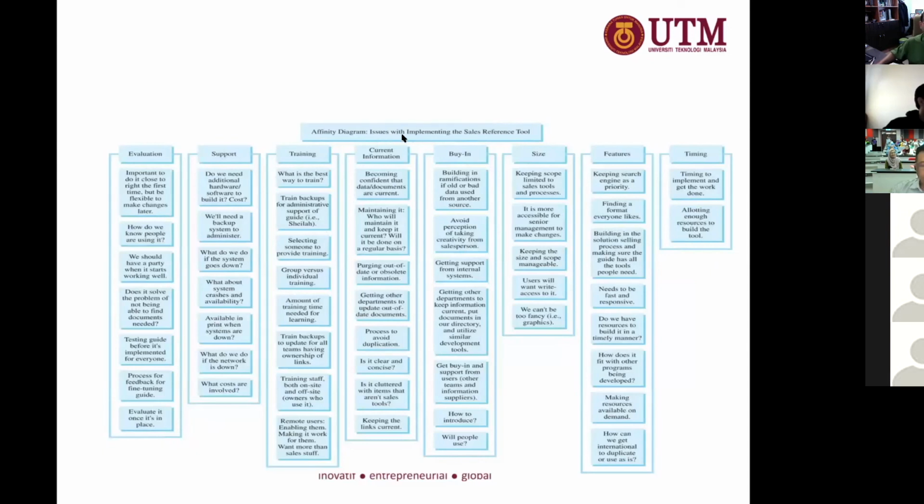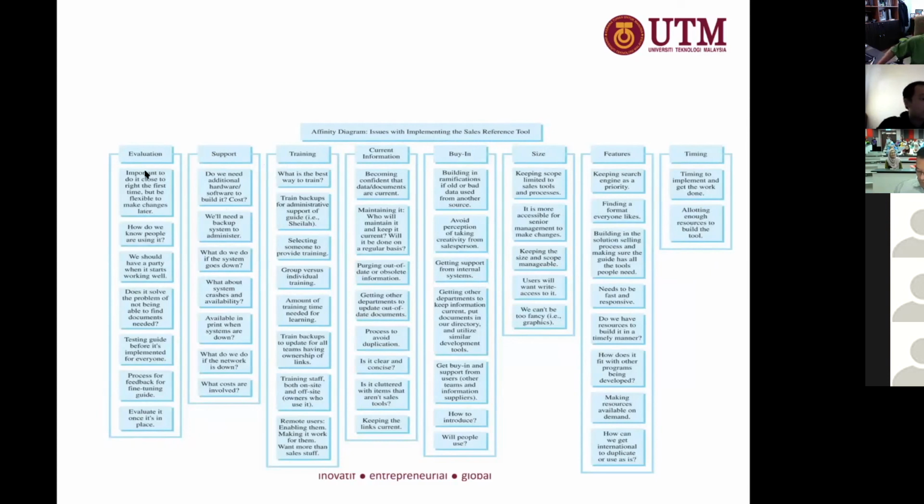Issue with implementing the sales reference tool. They have a problem implementing the sales reference tool. These are the sub-issues: evaluation, support, training, and so on. And these are the ideas.